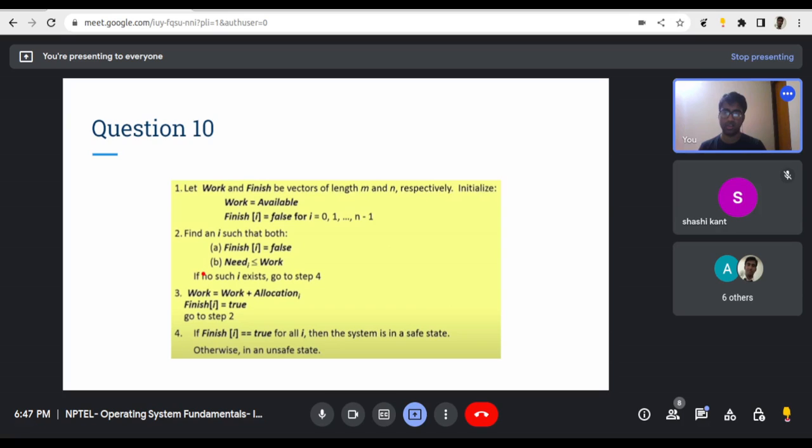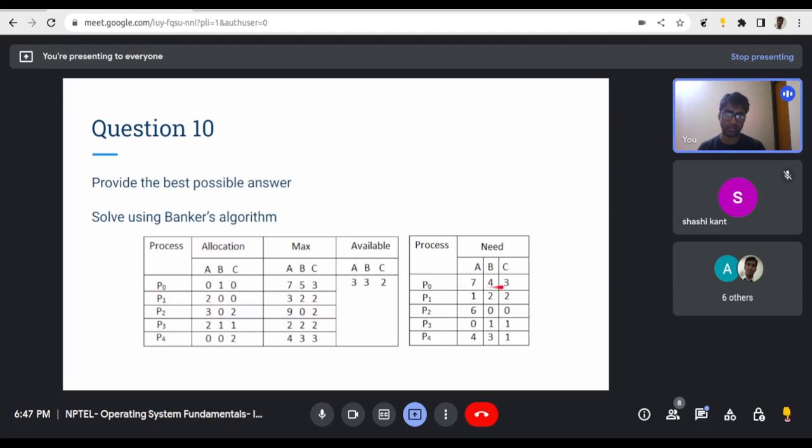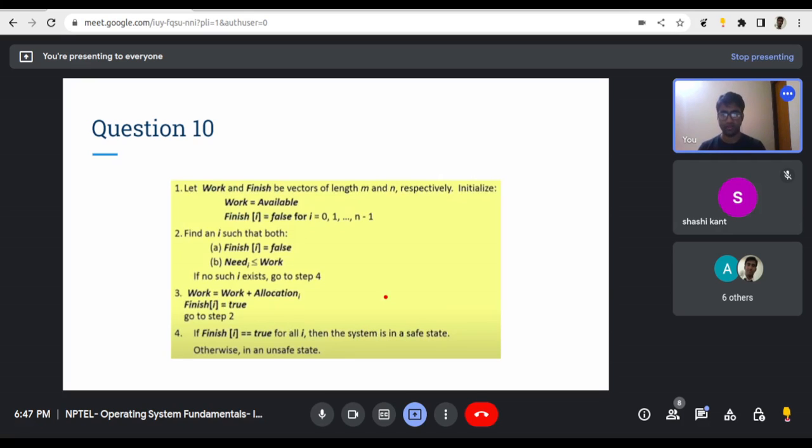That is simple. Step 2 is you need to find such an i for which finish of i equals false and need of i is less than work. Need of any of the processes should be less than work, which is currently equal to available, that is 332. For all the instances, need of i should be less than what is available. That is what you need to find. And if there exists no such process i, then you have to directly go to step 4.